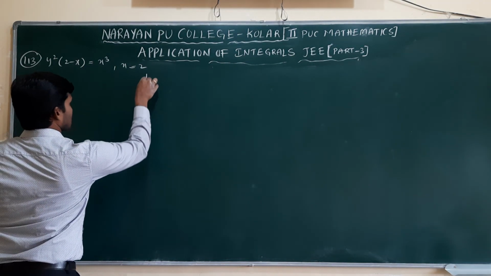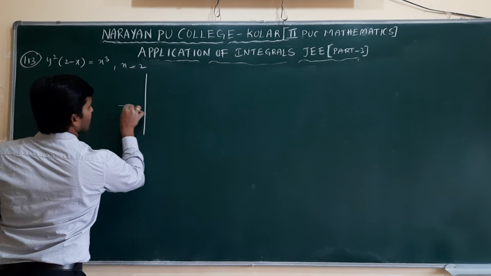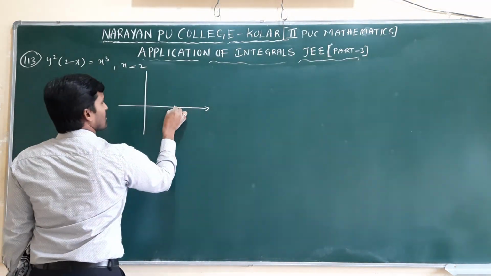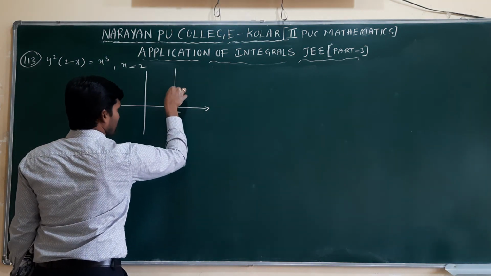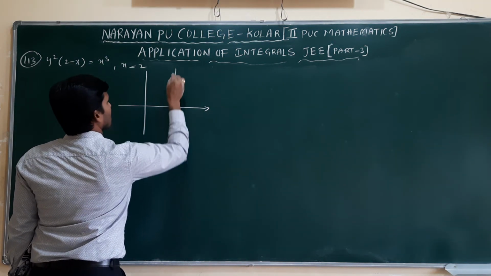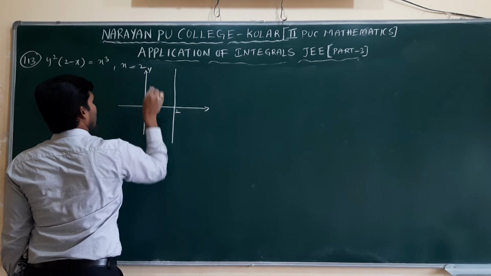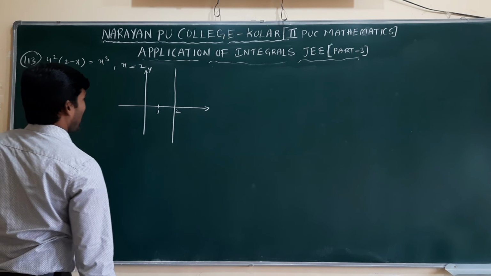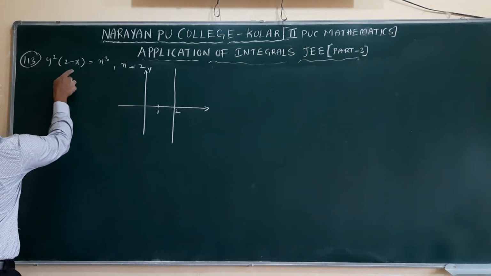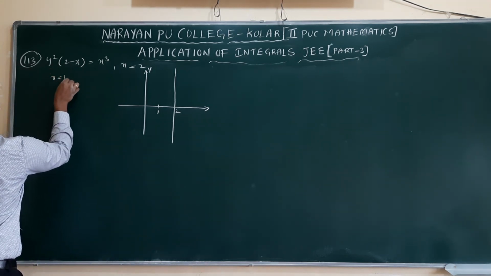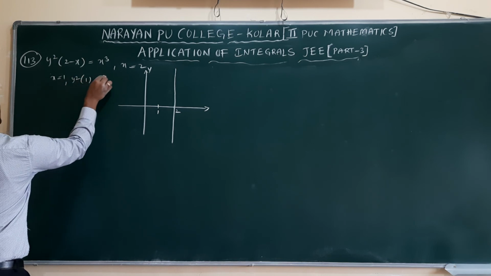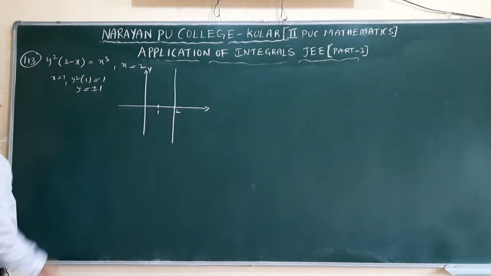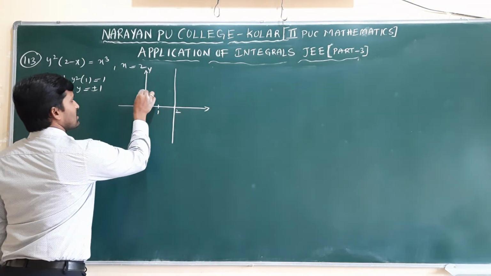Now we will draw the graph first, you can understand easily. x equal to 2 I will take here. On the y-axis, here 1. If you substitute x value 1: y square into 2 minus 1, 1, equal to 1. You will get y equal to plus or minus 1, because y square equal to 1 gives plus or minus 1.